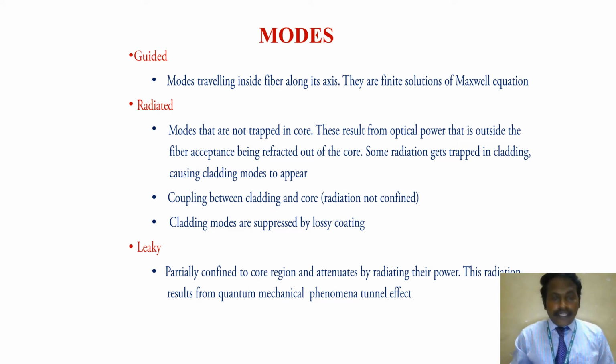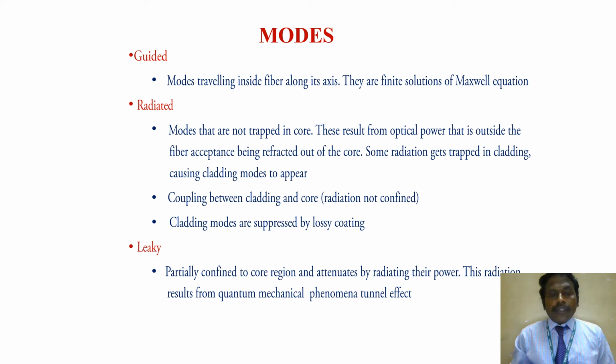Then we go to radiated modes. These are modes that are not trapped in the core. They result from optical power that is outside the fiber acceptance being refracted out of the core. Some radiation gets trapped in the cladding, causing cladding modes to appear.